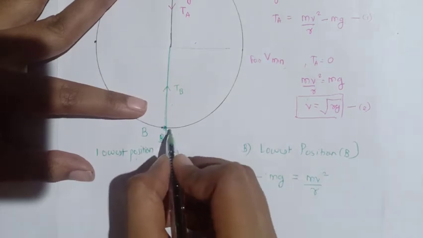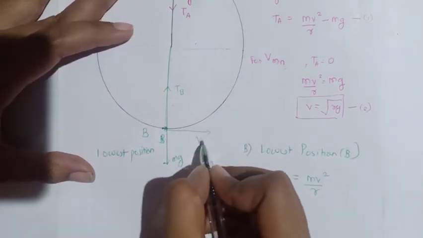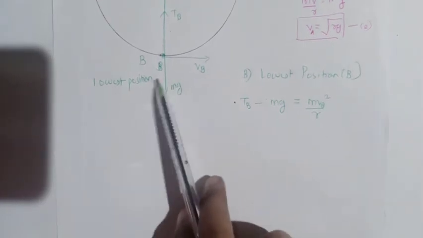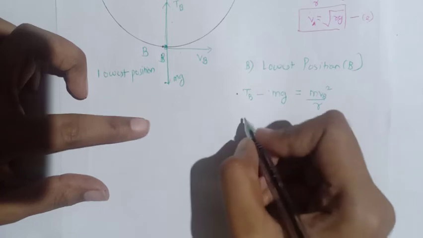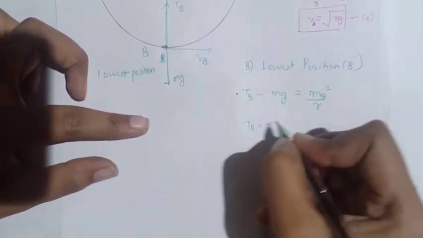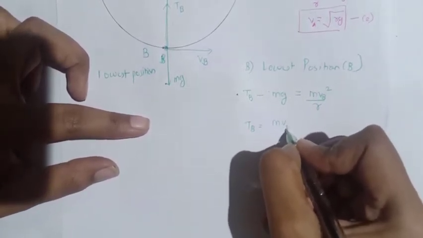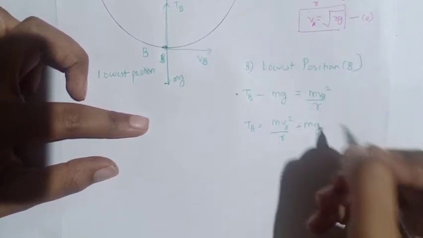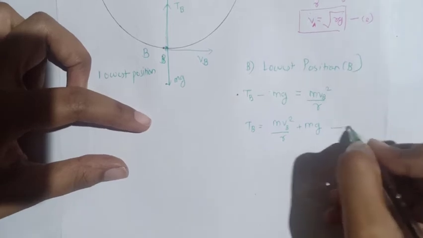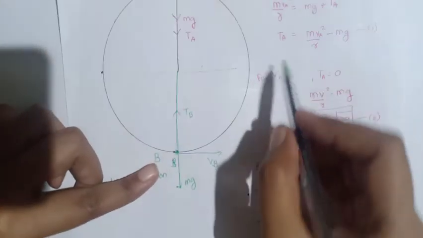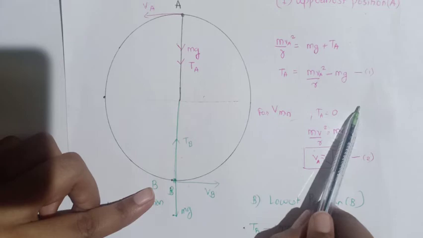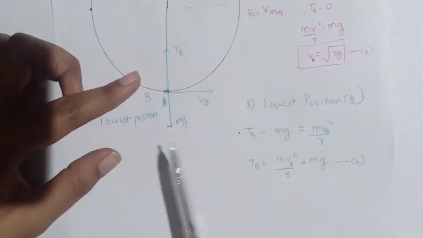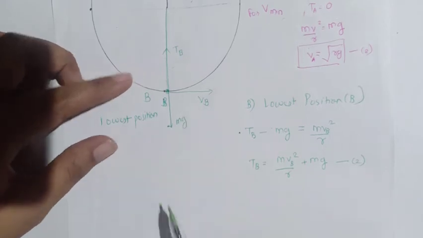Here the linear velocity at the lowest position will be VB. From this, TB will be given by m VB square divided by r plus mg. This will be your second equation. The first equation was for the tension at the highest position, and this second equation is for the tension at the lowest position.